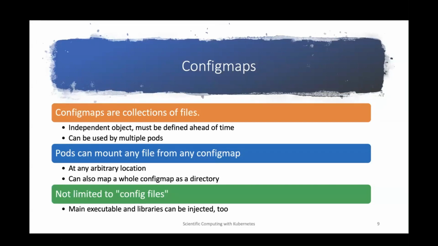One note: although the name is config maps, you are not really limited to config files. You can have any arbitrary files; even main executables and libraries can be injected there too. Just don't abuse it. It's not a very scalable solution. Really, if you have anything big, it should be in the image, because that's handled much more effectively. But stuff like scripts, small helper scripts, startup scripts, are ideal to be shipped inside the config map. And you can even make them executable when you map them inside the container.